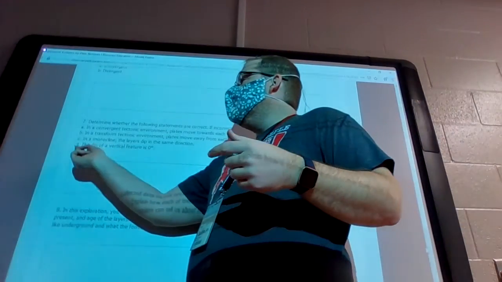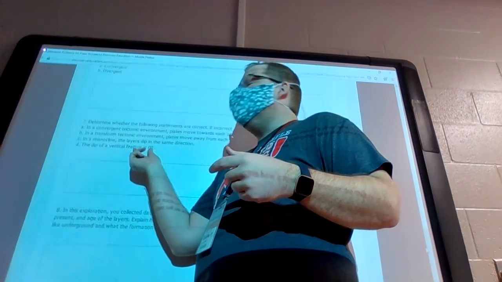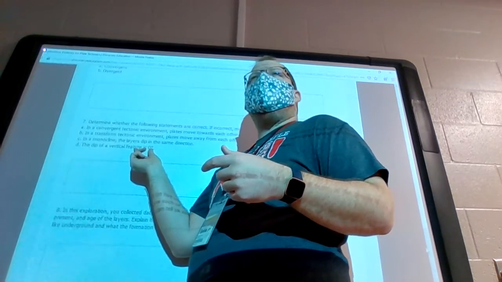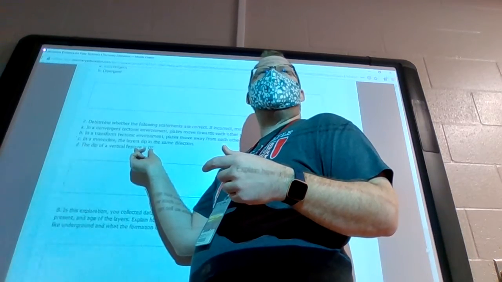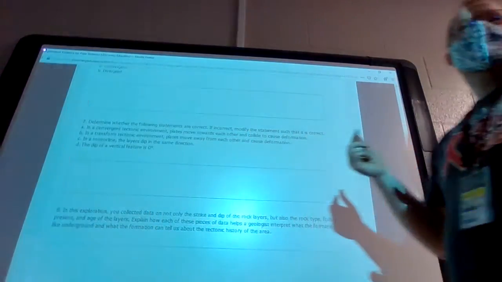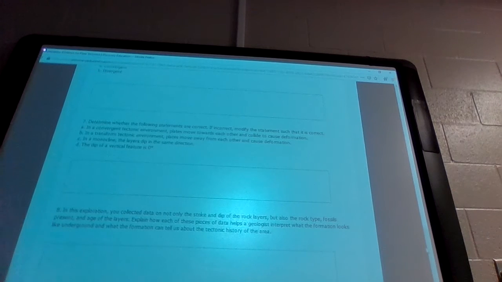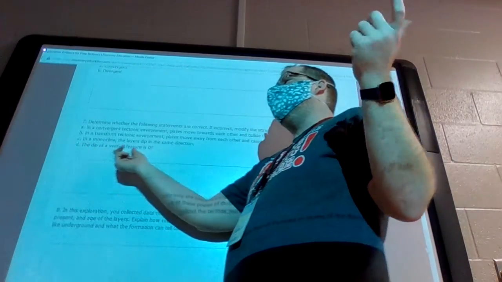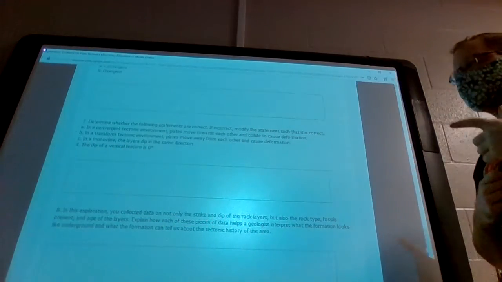And then D, the dip of a vertical feature is 0. Does that make sense? Or what should it be instead of 0? Someone said it. Yeah, 90. Because if I have 0 dip, that's just flat. But if I have 90 degrees, that's going to be vertical. And so that's how you would change that to be true.